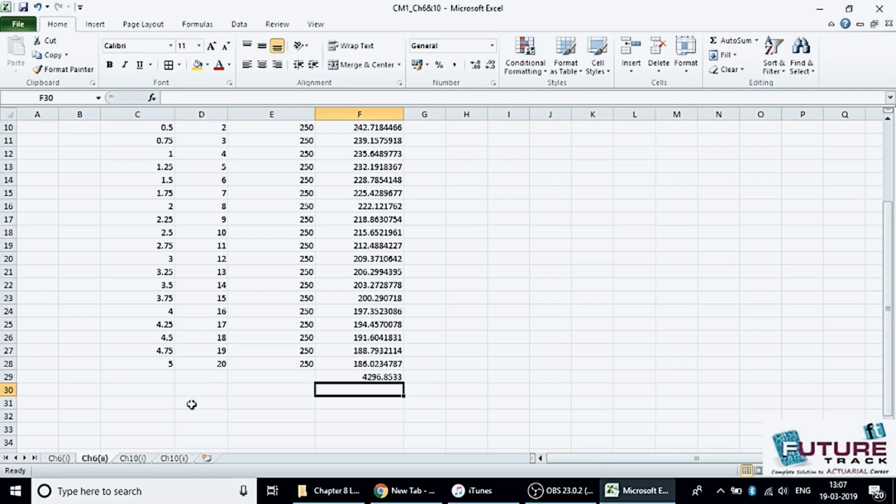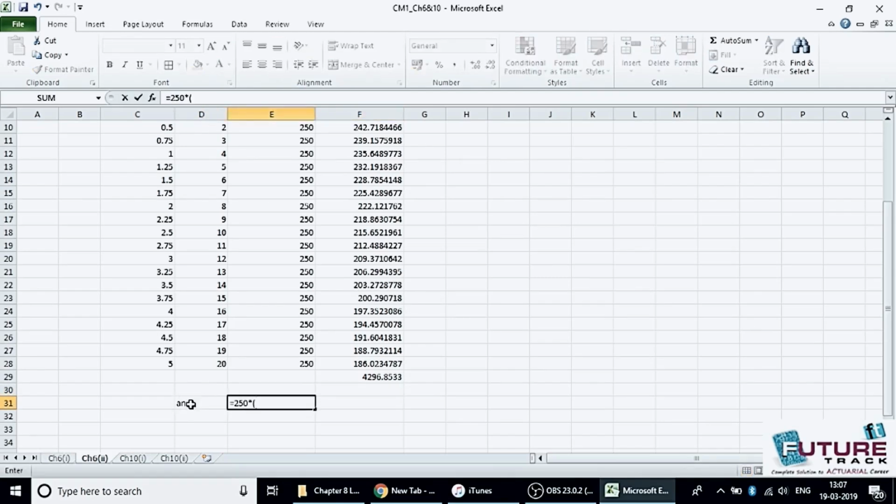So let's apply the formula of AN, which is 250 into bracket 1 minus 1 plus quarterly rate of interest, quarter, raised to power minus, how many payments are there? 20. Close the bracket, divided by bracket the quarterly rate of interest. Fine. See, we are getting exactly the same answer.